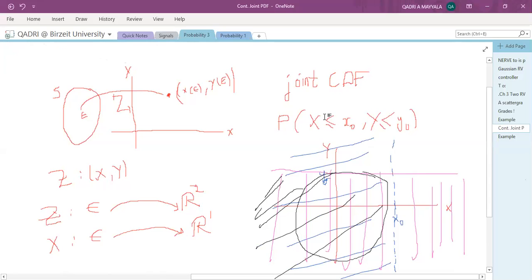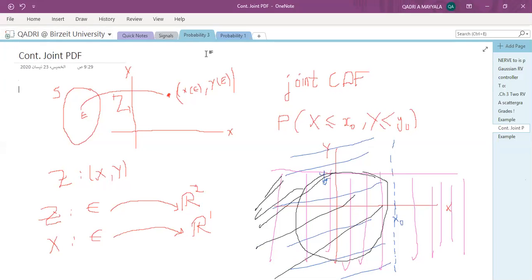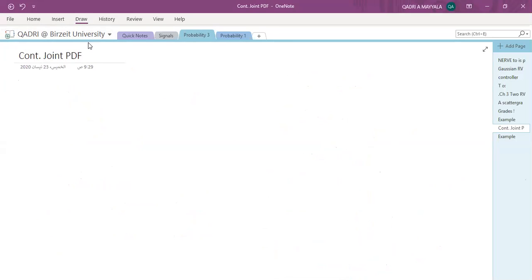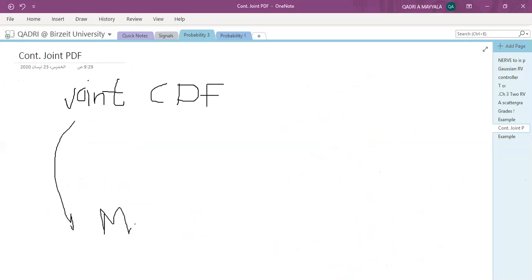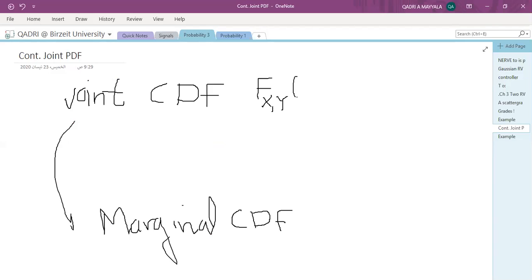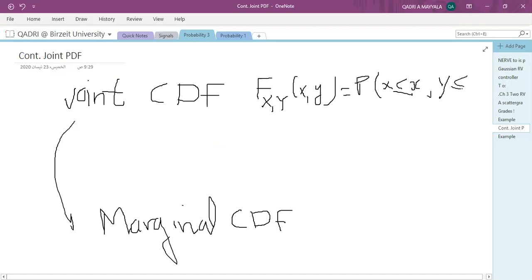And we said, guys, just as we defined the joint PDF and the joint CDF, we were able to define what is called the marginal CDF. The marginal, we said, is when you are looking for one random variable. So this joint CDF, we can represent it as such: F of capital X and Y, which is the same as what we wrote before, the probability of X less than a certain x node, of course, and Y less than y node, of course. So this is the joint CDF.